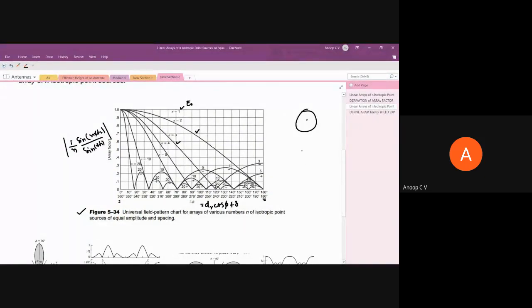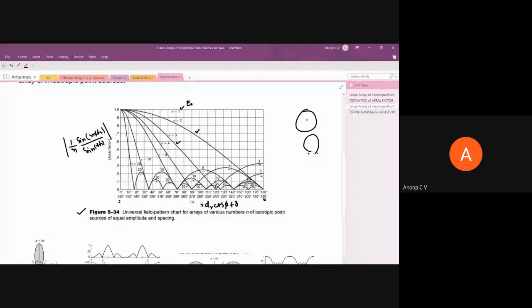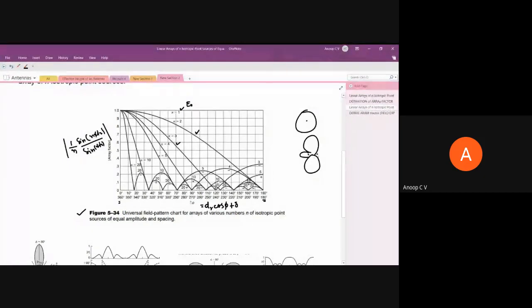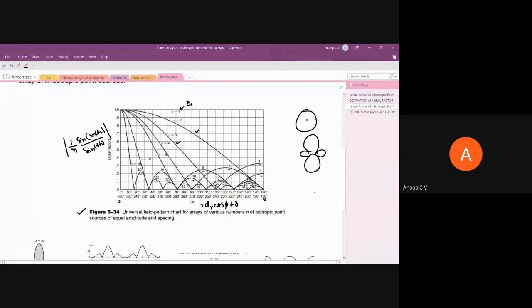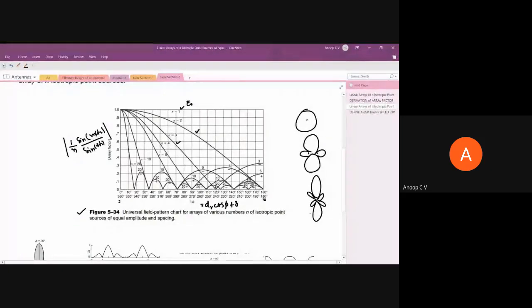If there are two sources, the pattern will be something like this. We have seen that. If there are 3 sources, the pattern will be this. If there are 4 sources, the pattern will be like this. Tomorrow I'll show you a GeoGebra simulation, then you will be able to appreciate it.